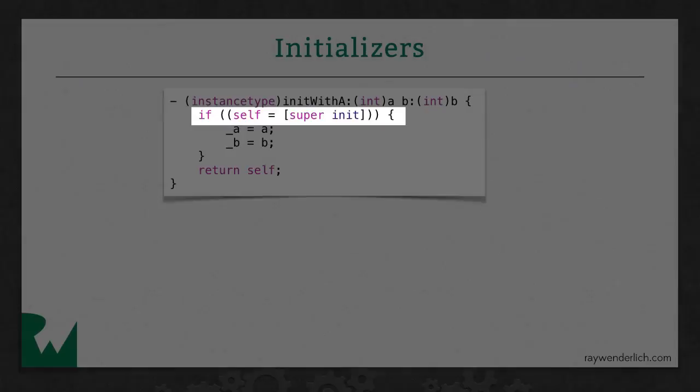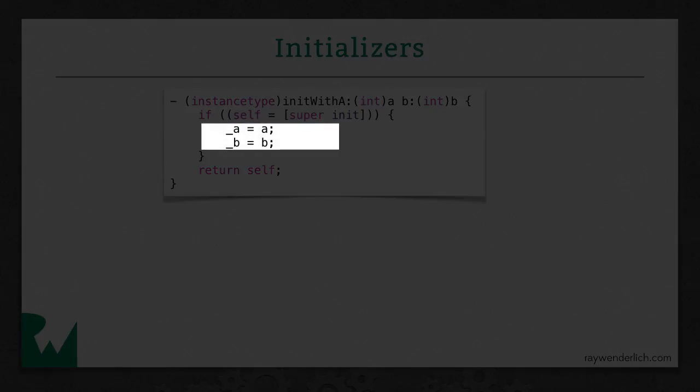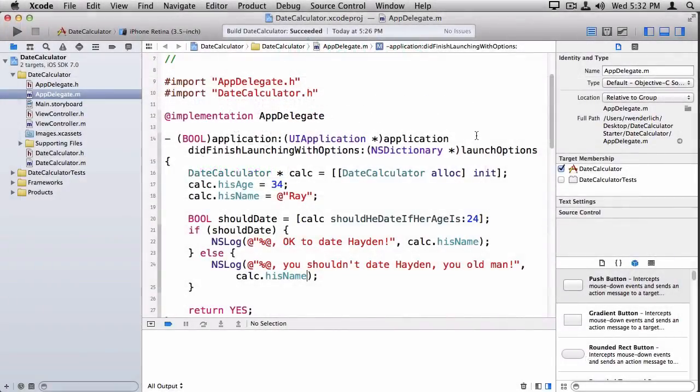If it did succeed, it goes inside and you can do whatever you need to do to set up your class. And here's an example where it's setting two instance variables to the parameters that are passed in. And the last thing you want to do is you always want to return self at the end of an initializer.